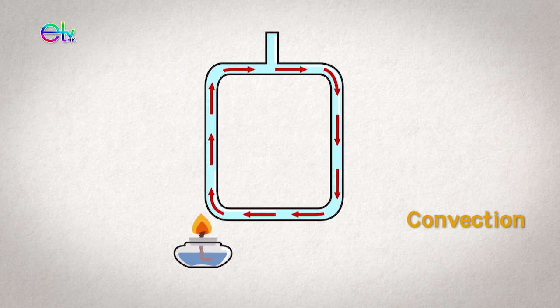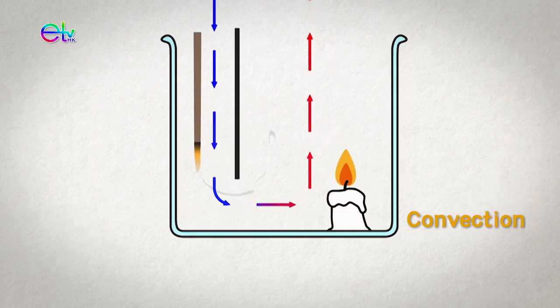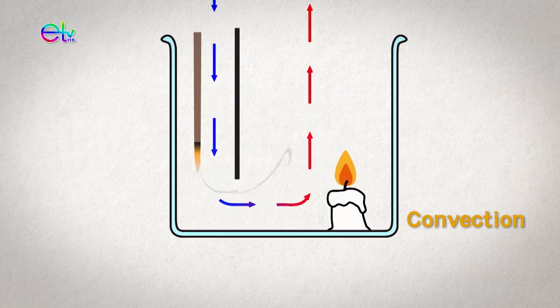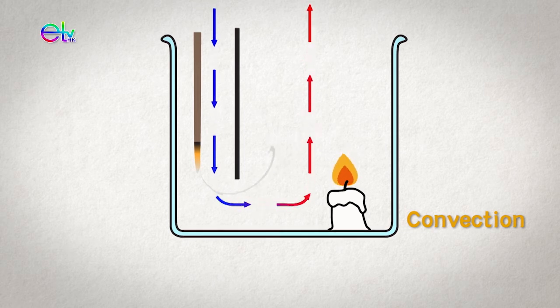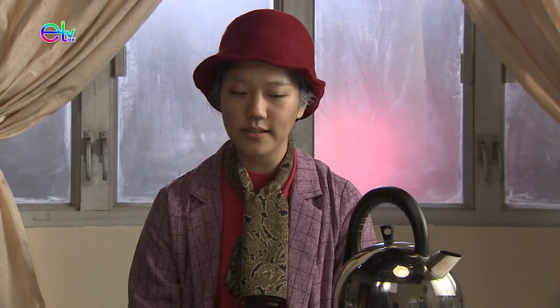In fluids, heat transfers in a circular manner from one place to another. This is called convection. So there is convection in air too. In the candle experiment just now, we saw that the smoke was moving in this manner. The air above the candle went up after being heated, and the cold air around it went down to fill the space where the heated air was. Convection can happen in both liquid and gas.